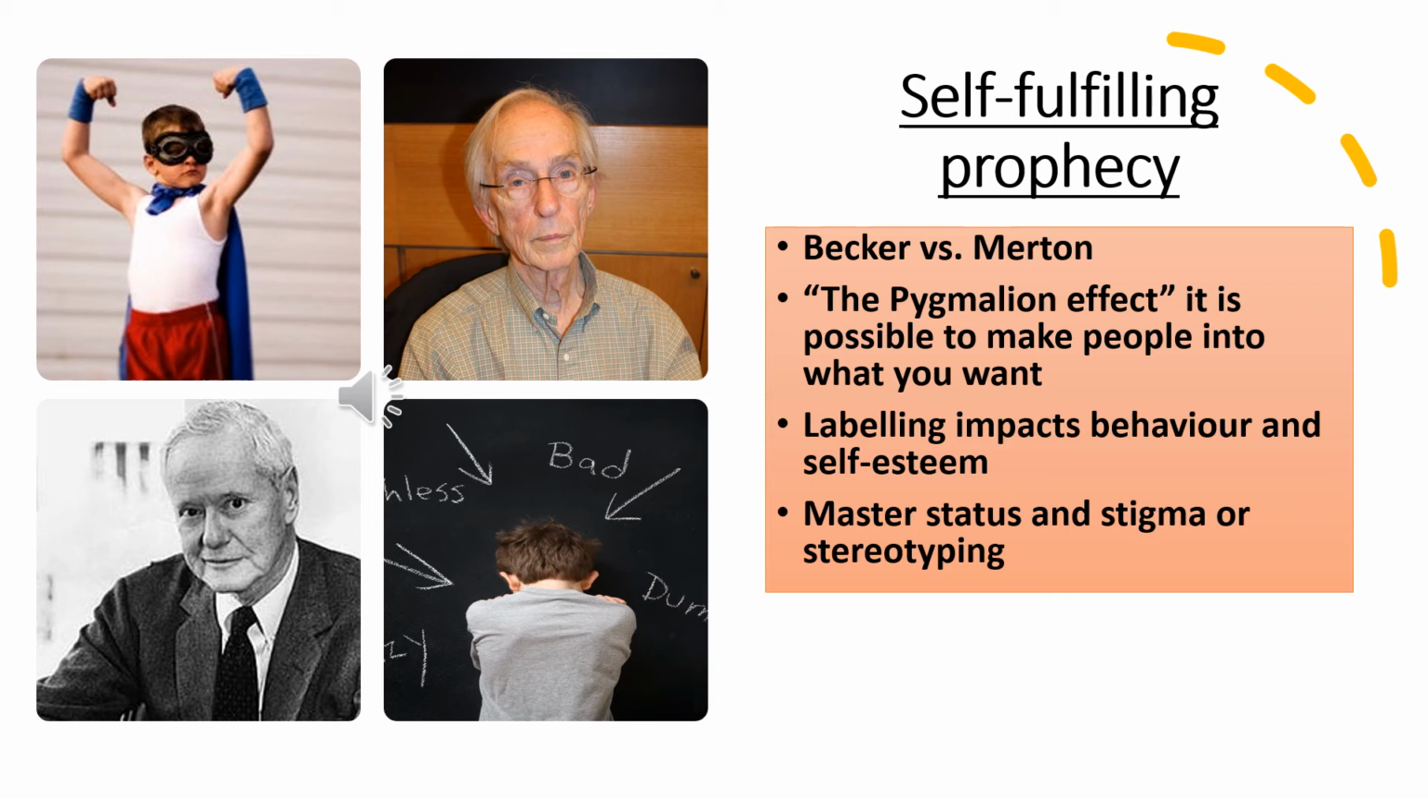Labeling is kind of the mechanism which Becker identifies, really. It impacts your behavior, it impacts your self-esteem. When you're labeled, you adopt this master status, you become stigmatized or stereotyped. We often think of the self-fulfilling prophecy as negative, but it can be positive too. So, for example, if you're told you're a troublemaker, if you're told you're no good, you're going to do badly at school, you're going to act out, you're going to get involved in crime, etc., etc.